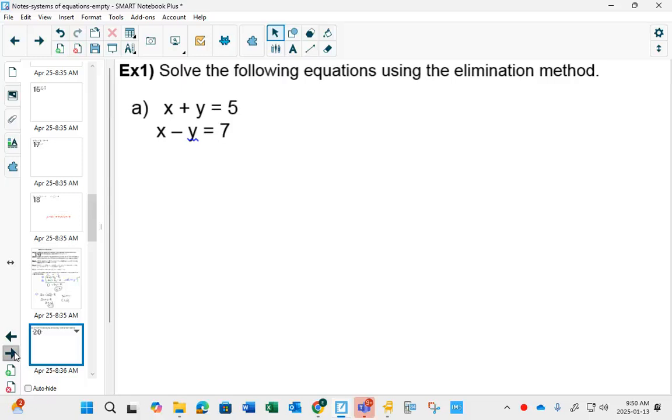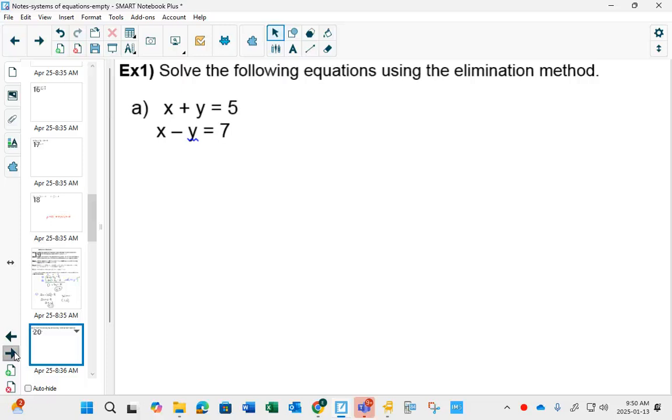So here's our first example. We're going to solve this with the elimination method. I hope you can see that it would be really easy also to use the substitution method. You could get either x or y easily by itself and substitute into the other one.